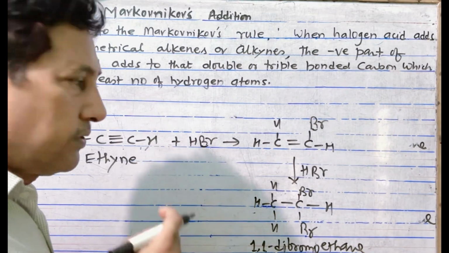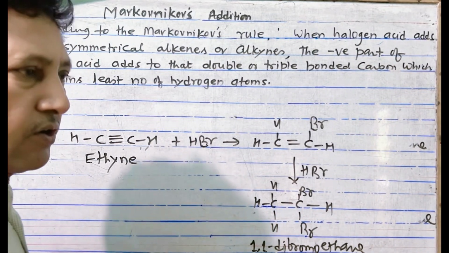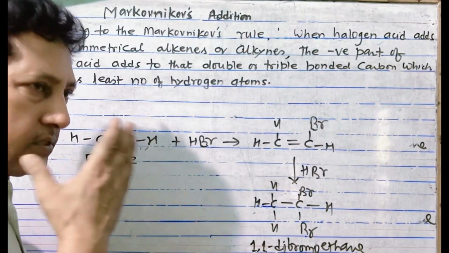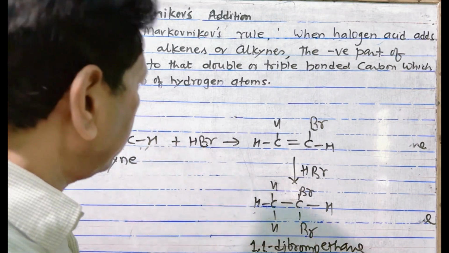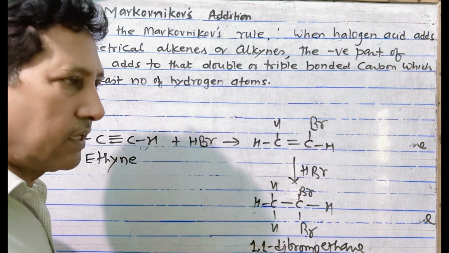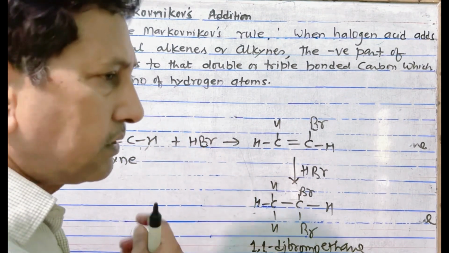In my another video, you will get the anti-Markovnikov addition, which is also called the peroxide effect, which is just the opposite of the Markovnikov addition. It occurs in the presence of organic peroxide. I will explain it in my next video.